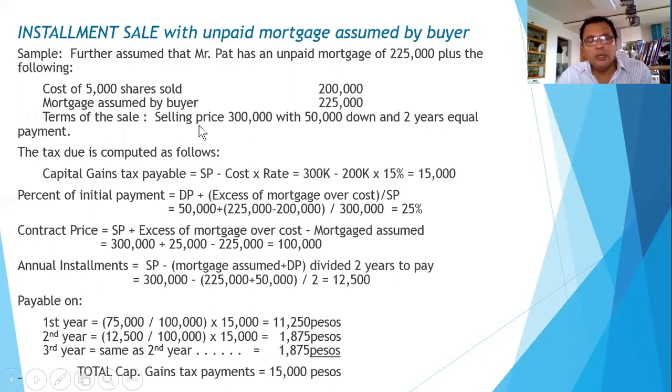So the terms of the sale is that the selling price agreed is 300,000 pesos, and the initial down payment is 50,000 pesos, and the remaining balance is to be paid in 2 years in equal payments. So compute the tax due. We have to get the capital gains tax payable.